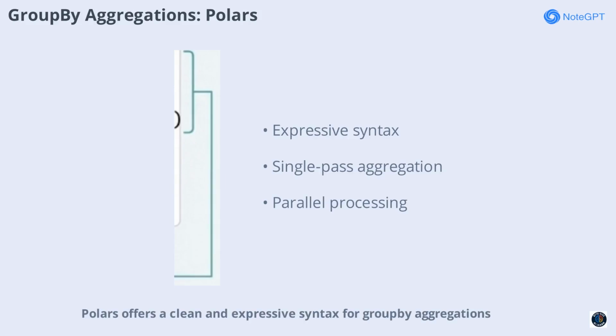Polars offers a clean and expressive syntax for group by aggregations. You can define multiple aggregation expressions, and the engine can compute them highly efficiently, often in a single pass over the data. Thanks to its parallel architecture, Polars can process group by operations much faster than traditional tools, especially on large datasets. Remember, you need to call collect to execute the plan and get your results.